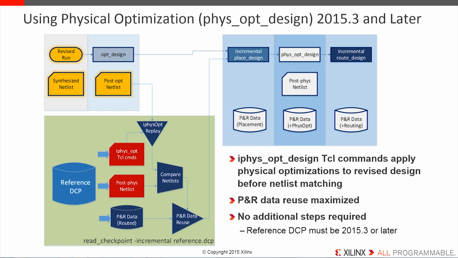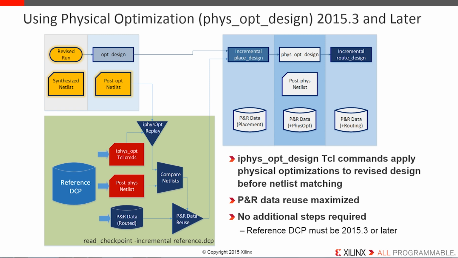Looking at the read_checkpoint step again shown in the green box, the iphys_opt_design Tcl commands, which represent the physical optimizations in the reference design, are automatically extracted and applied, or replayed, to the revised post-opt design netlist. The result is a closer match between the netlists because they both include netlist changes from physical optimization. Therefore, more place and route data can be reused, and the subsequent incremental placement and routing will have a much better starting point.